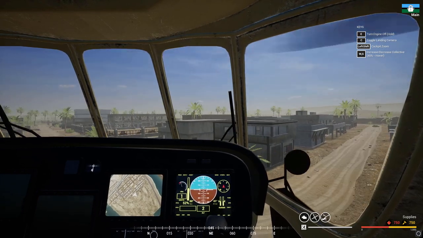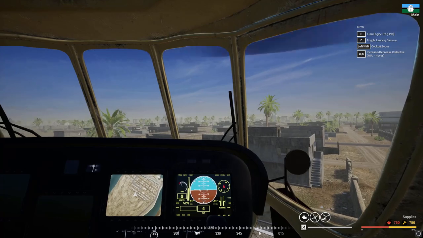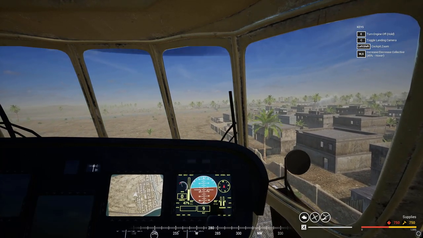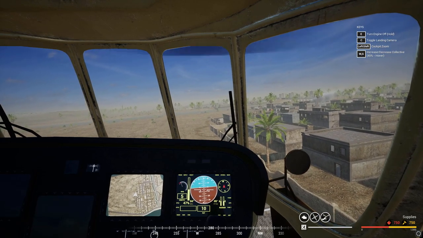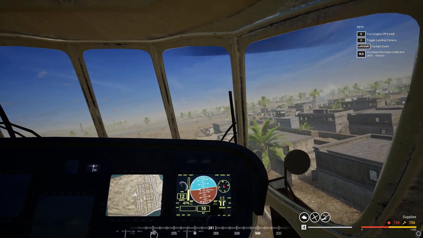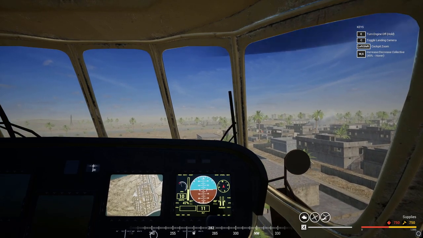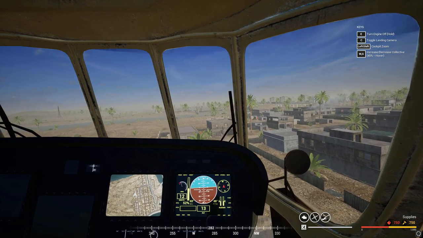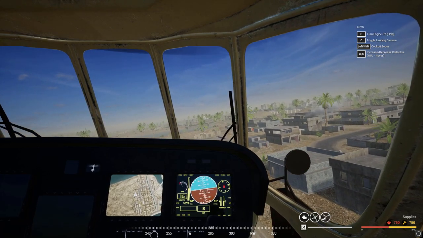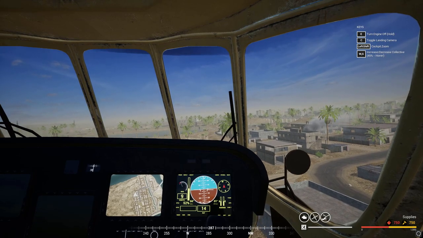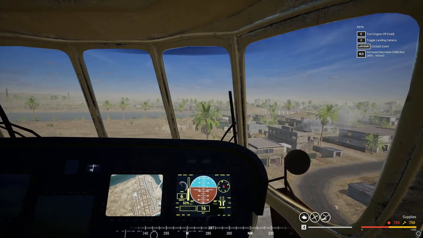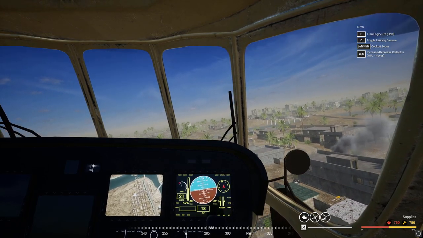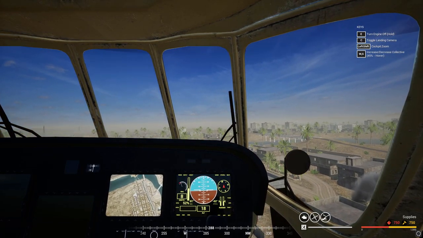Now we're using some rudder to get to the other direction. I'm basically controlling where I want to go with the helicopter by banking it left and right and pitching it forward and backward. And if you remain at a constant pitch around 45, a bit higher, then most of the time you'll retain your altitude.